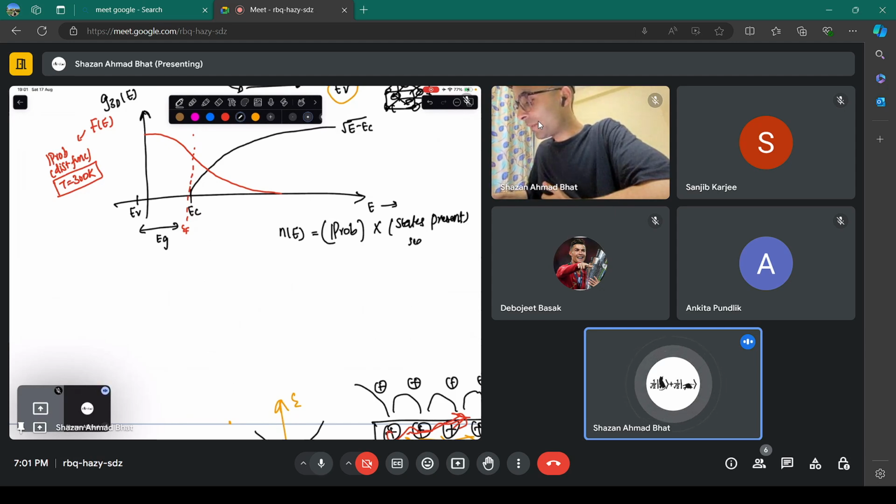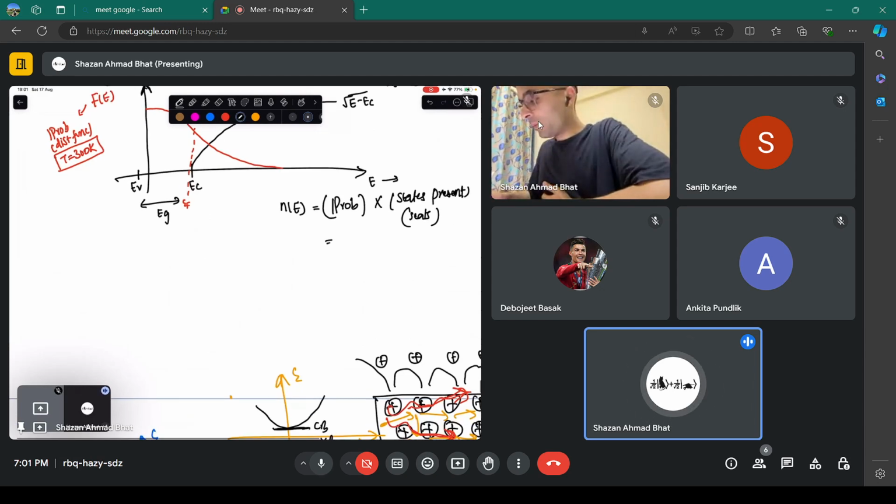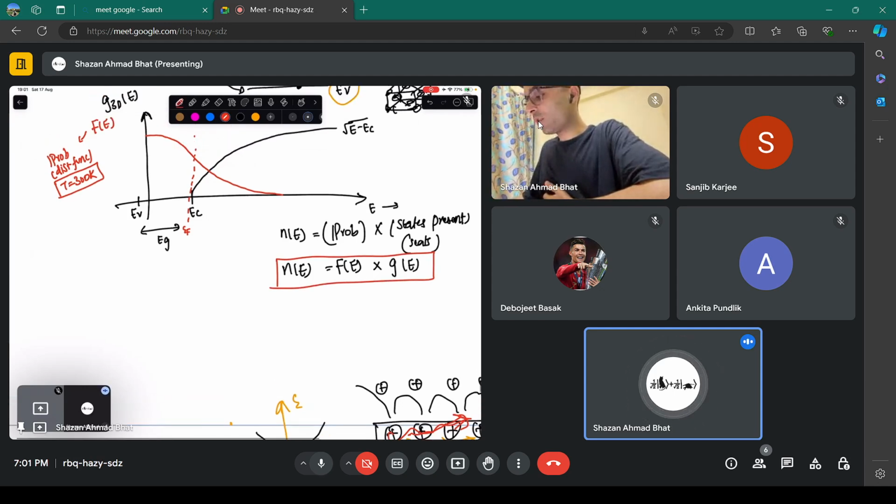So how many seats are present, and what is the probability of an electron to sit in that seat? And what is the probability? That means the Fermi function times the density of states. So this is how you can compute the number of electrons in this particular system.